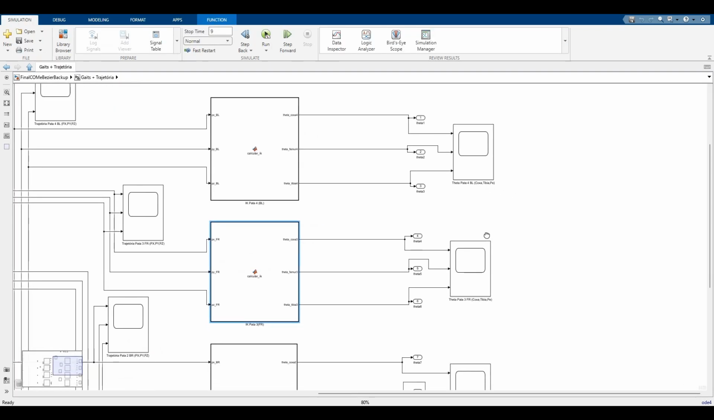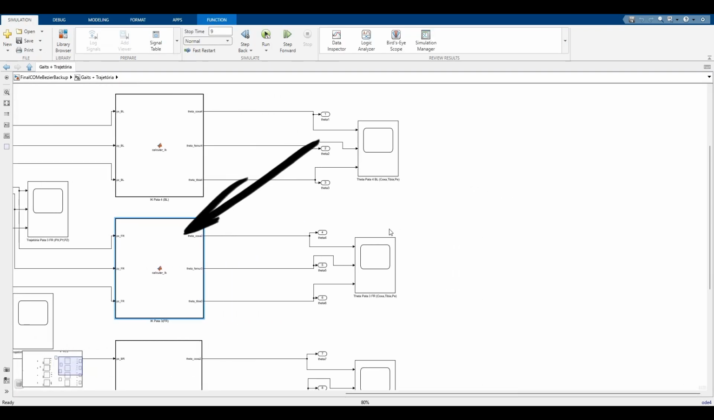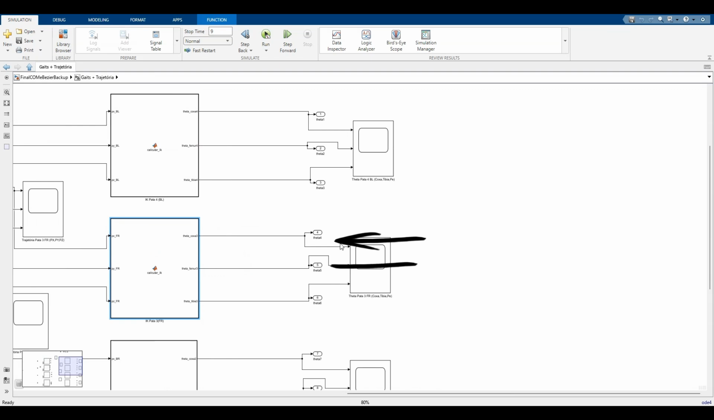The joint angles computed by the inverse kinematics block, theta coxa, theta femur, and theta tibia, represent the target positions for each actuator in the leg. These values are continuously updated during the simulation and transmitted to the robot's control system. In a real implementation, these angles would be converted into motor commands and sent to the respective joints via low-level controllers, such as PID loops.